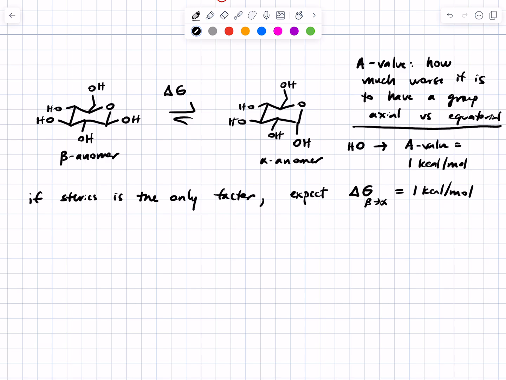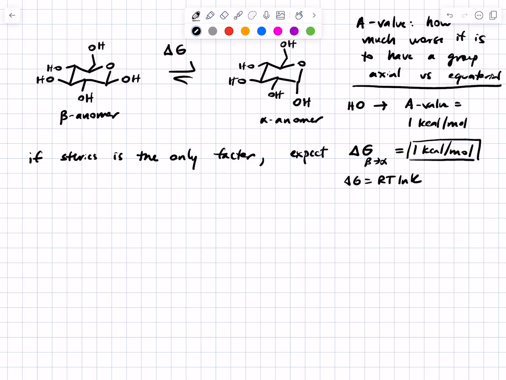And you can turn free energies, you don't want to do math and neither do I, somebody's done the math for us already, but through the relationship delta G equals RT ln K, you can turn this 1 kilocalorie per mole expected difference in free energy into a ratio of alpha and beta anomers. Okay, this is not Gen Chem, so we're not going to do that math. Put your calculators away. Yay, right? But you'll have to take it for granted that if sterics is the only factor and we expect delta G to be about 1 kilocalorie per mole, then we expect a ratio of beta to alpha anomers of about 75% to 25%.